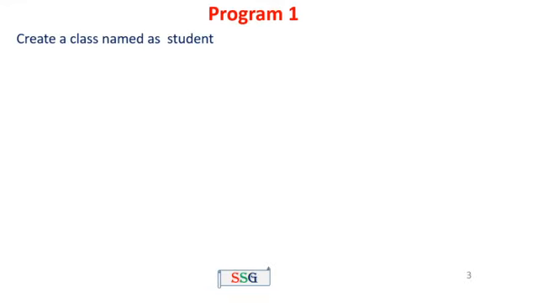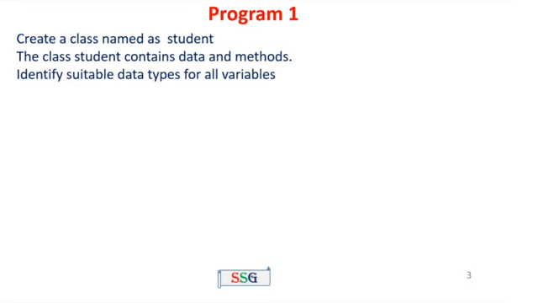Here, first step, create a class named student. Then the class student contains data and methods. Next, identify the suitable data types for all variables. That means here the class name is student. The student contains data and methods. Next, we have to identify the suitable data types for all the variables.